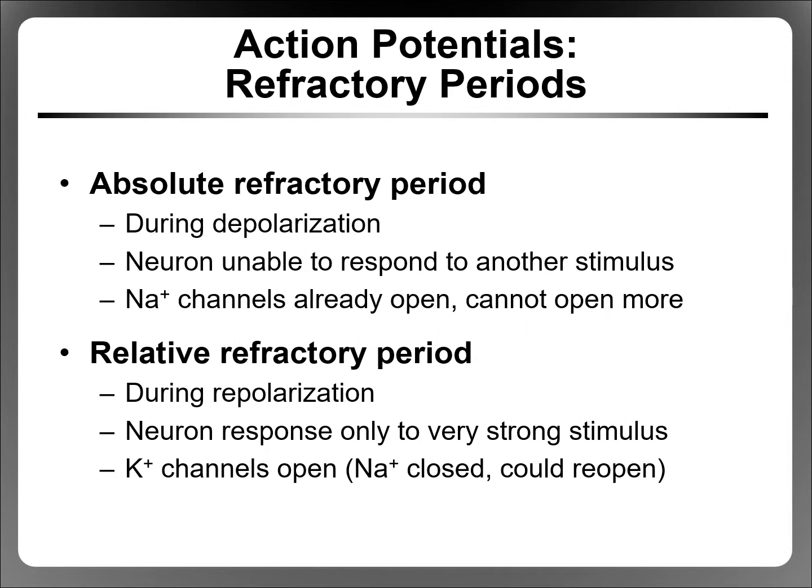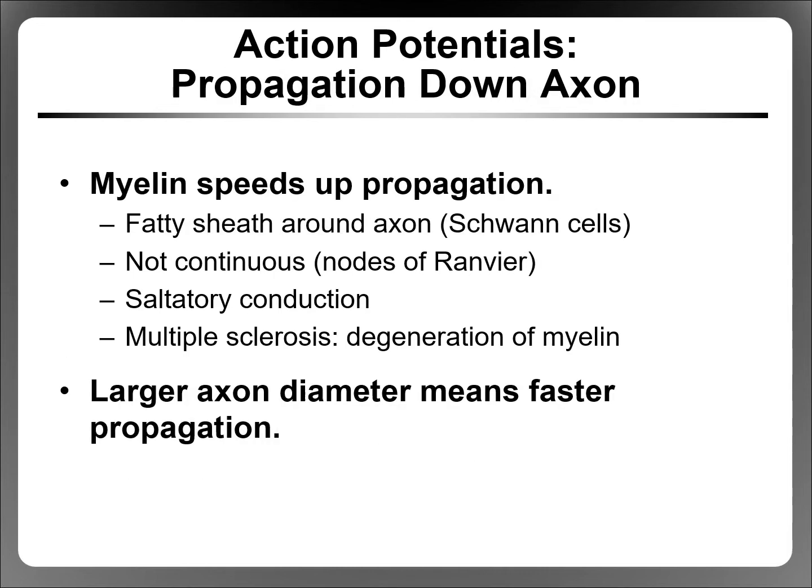The second refractory period is the relative refractory period. This is occurring during repolarization. This is when a neuron can respond, but only if it is a very strong stimulus. This is because potassium ion channels are open and the sodium ion channels are closed, but have the ability to reopen. The propagation of an action potential down the axon is sped up by myelin sheaths.